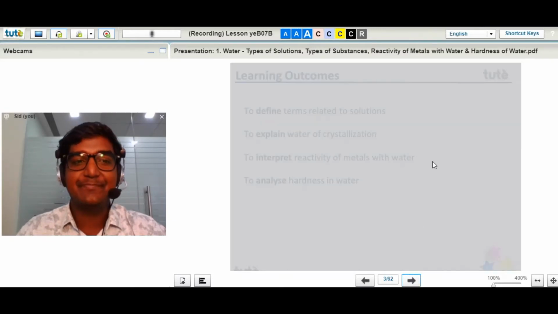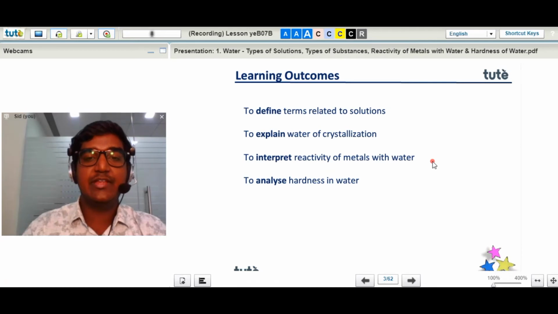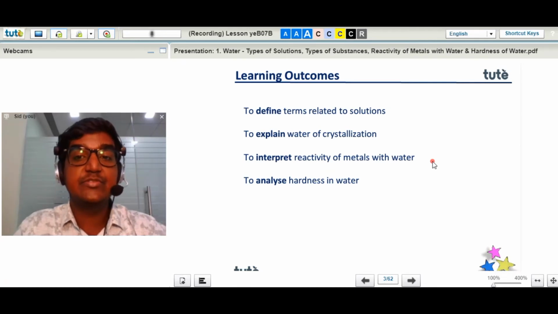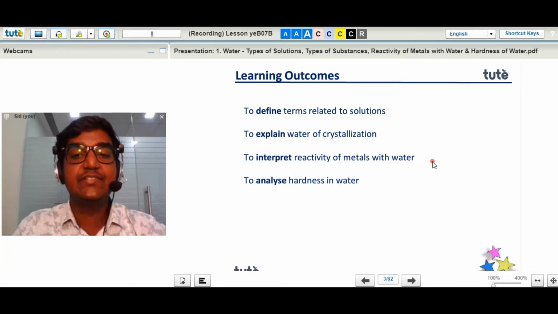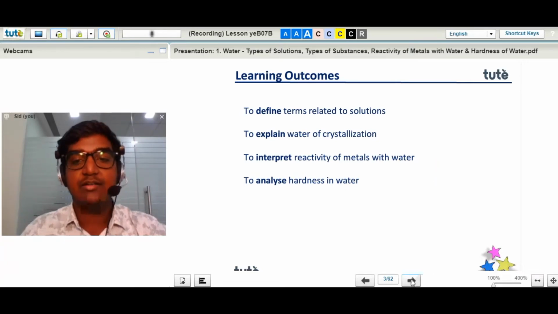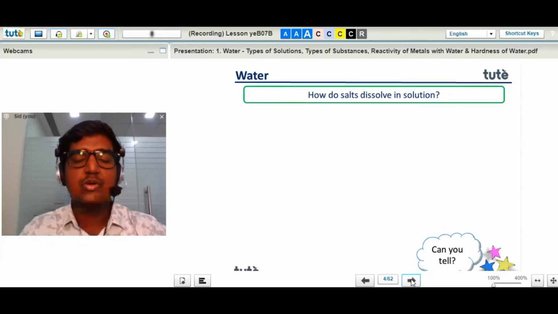Okay, so we're going to go through 4 learning outcomes. We're going to define the terms which are related to solutions, then we're going to explain what is water of crystallization. Then we're going to understand the reactivity of metals with water, and finally we're going to analyze the hardness in water. So how do salts dissolve in solution?